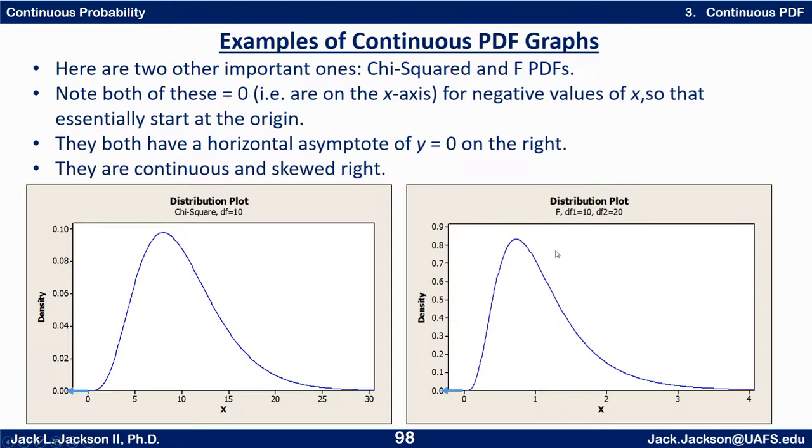And then we have a little shape here. Both of these are continuous functions, and they're skewed to the right. They have a horizontal asymptote of y equals 0 on the right, but they actually are y equals 0 on the left.